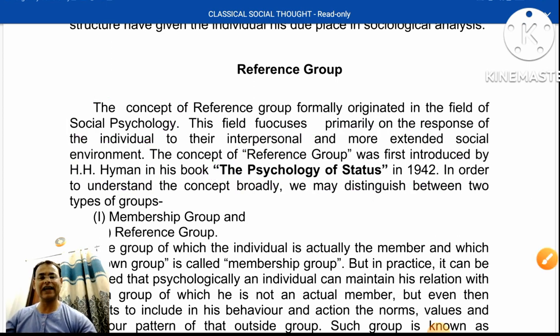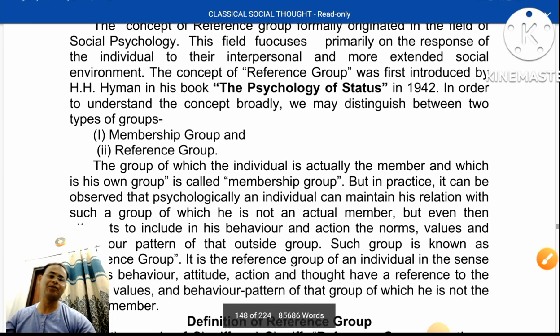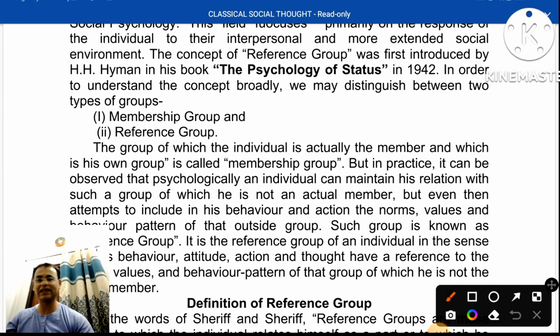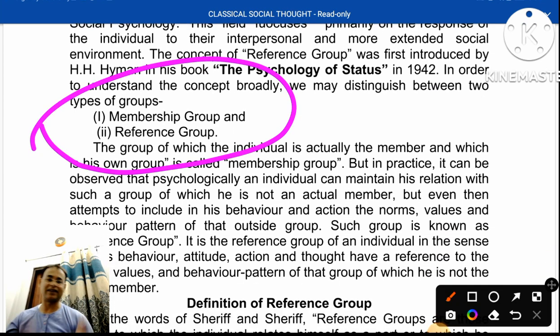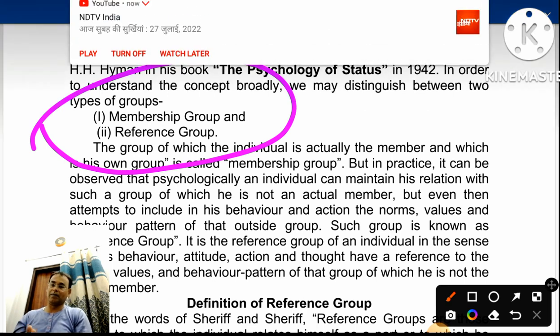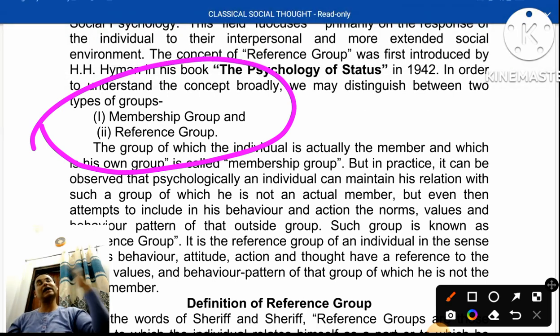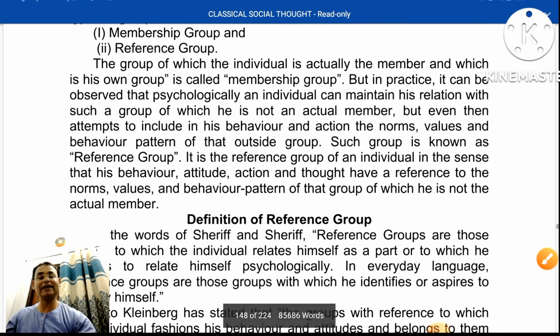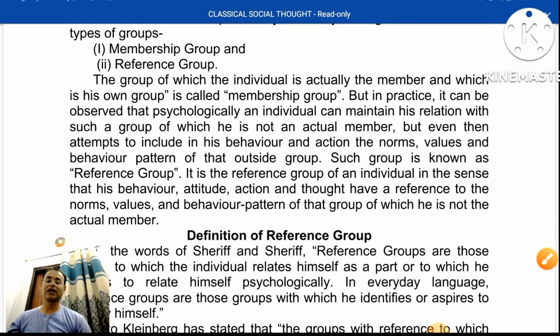In order to understand the concept broadly, we may distinguish between two types: membership group and reference group. Membership group is one where we are a member of that group. And we want to become like other groups. That is our reference group. We are mentally with that group. Suppose a person wants to become an IAS.